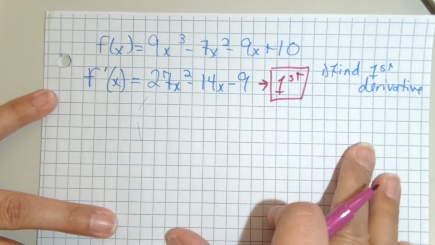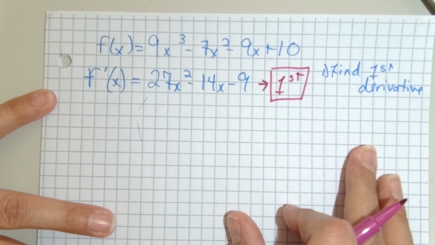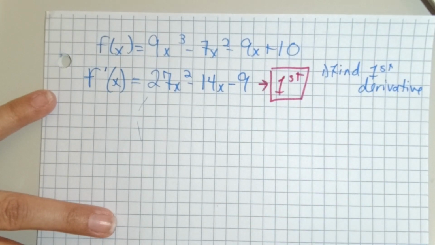But we're not looking for the first derivative. We're looking for the second and the third derivative. So we need to do it again. Am I going too fast? Are we sure? Okay, then I'm going to keep going.